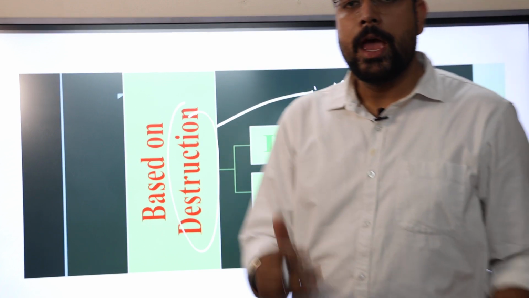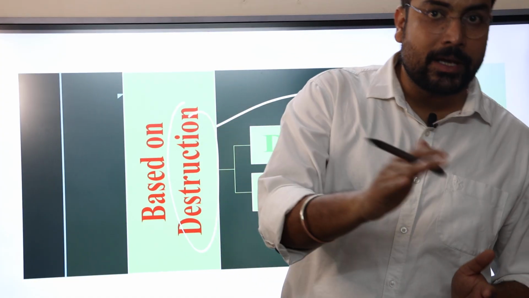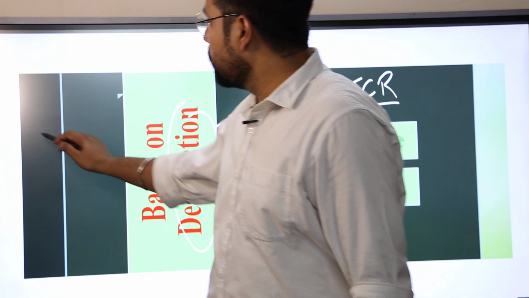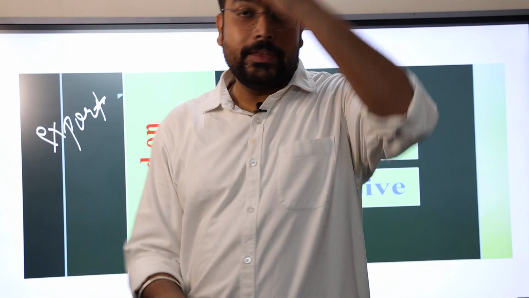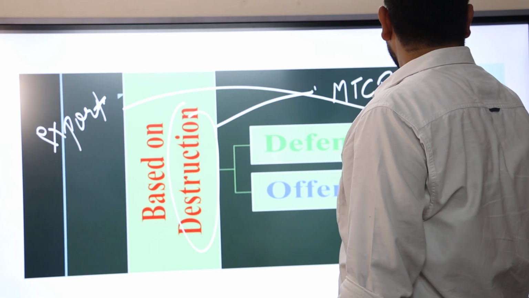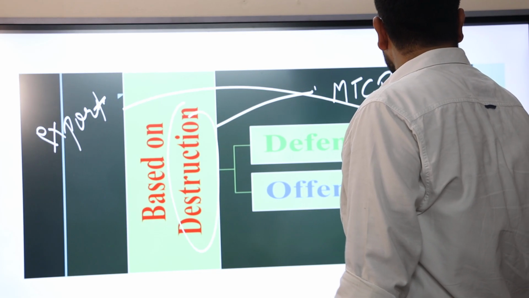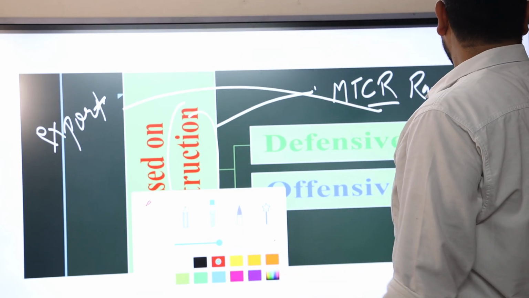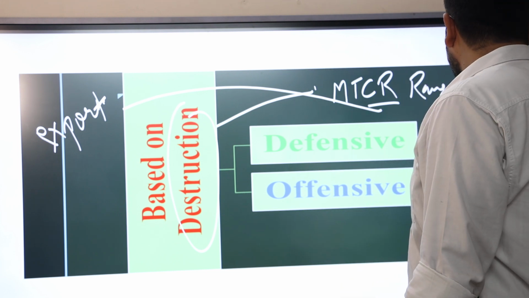As I told you, MTCR was initially a group of developed nations, but later developing nations also joined. And what is MTCR? It controls the export of missiles having a range of more than 300 kilometers and a warhead capacity of more than 500 kg.